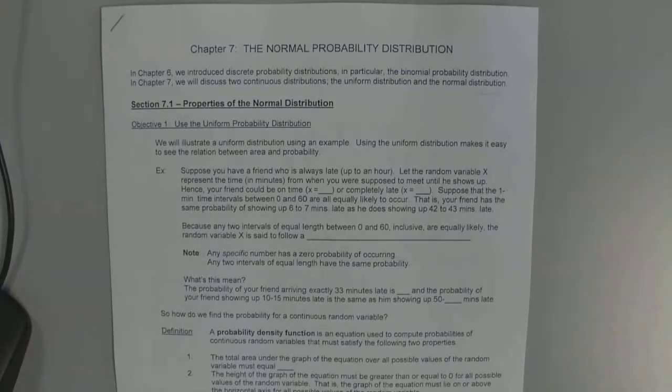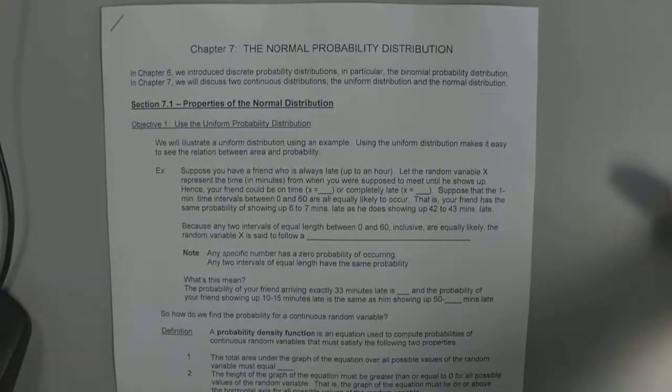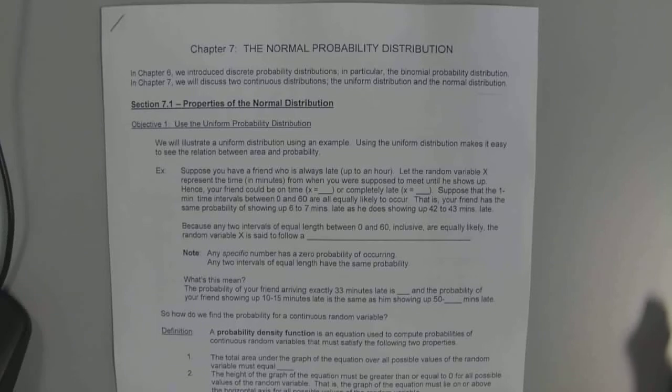Chapter 7 is called the normal probability distribution. The first two things are just saying, in chapter 6 we learned about discrete probability. Discrete meant countable. So it's just like how many free throws did you make, or how many classes are you taking, that kind of thing, where we would just have those charts, and then we'd have the corresponding probabilities with the charts. In 6.2 we learned about the binomial, which was just a specific type of discrete where we had two outcomes.